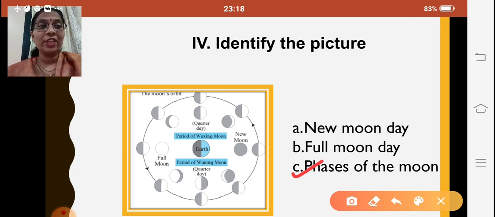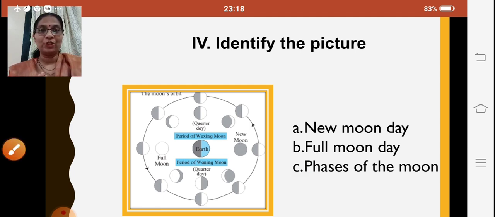Okay, so we have done 4 types of questions. 4 questions are there in your paper. First question, fill in the blanks. Second question, true or false. Third question, choose the correct option. And fourth question is identify the picture. So your geography paper is going to be of 10 marks, and your history paper is also going to be of 10 marks. So total of 20 marks.